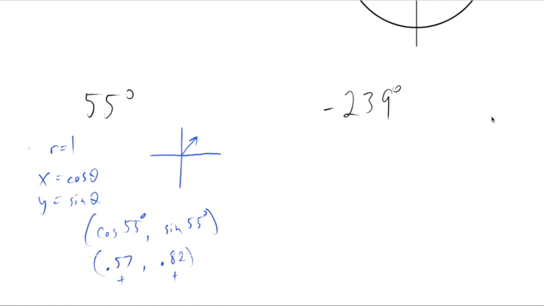So again, I'm just going to do a quick sketch of where negative 239 would be located. So negative meaning I'm going to go down. So I'm going to be somewhere in this second quadrant. So I know that since I'm in the second quadrant, I should have a negative and a positive answer when I plug this into my calculator. So let's make sure we get that. So again, this is just going to be the cosine of that negative 239 and the sine of that negative 239 for our x and y. So we can plug that into our calculator.